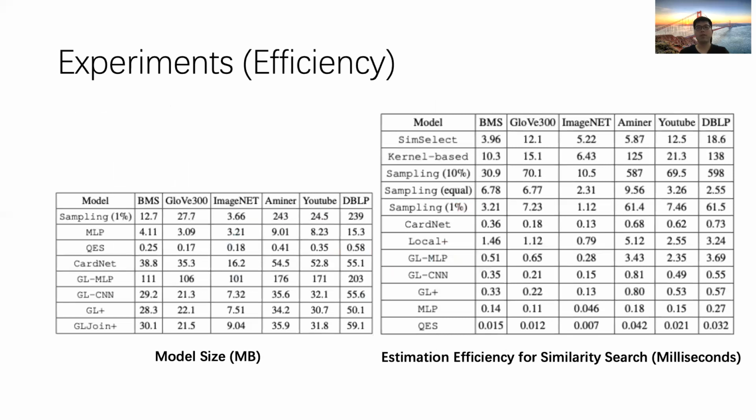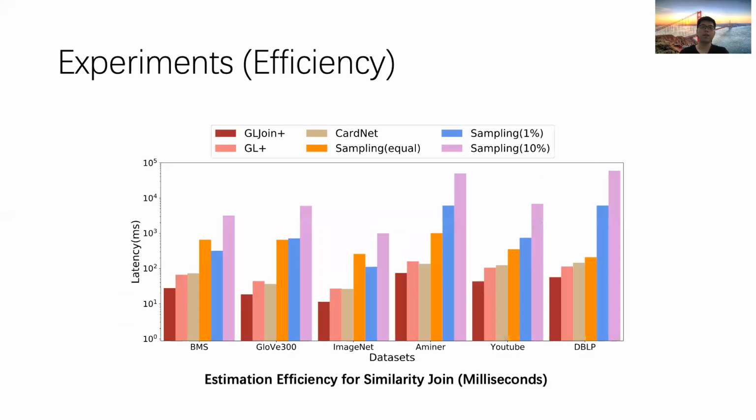For efficiency, we can observe that the sampling method takes the most space because the 1% sample is large. The QES model is the smallest because the convolutional neural network is lightweight and it has only one model. Our global local model is similar to the state-of-the-art method, and they also have similar performances. For cardinality estimation of similarity joins, we can observe that the global local model with sum pooling is the best in efficiency because we only need to compute the estimation layer once for our join query set. The 10% sampling method is the slowest because we have to compute distances for each vector in the join query set and each sample.